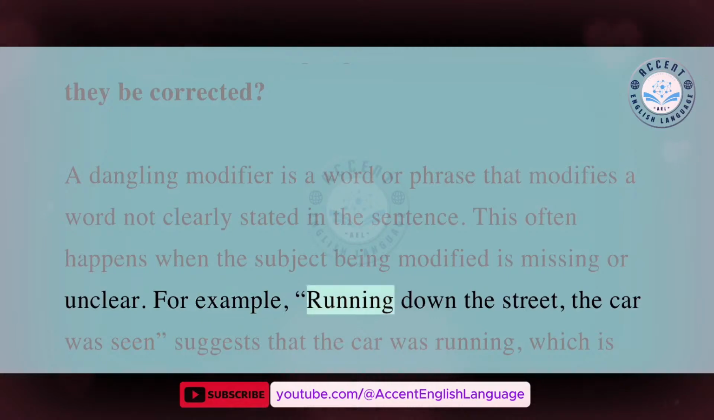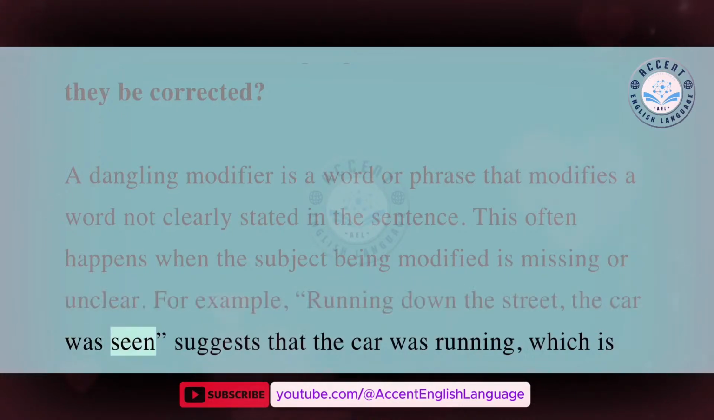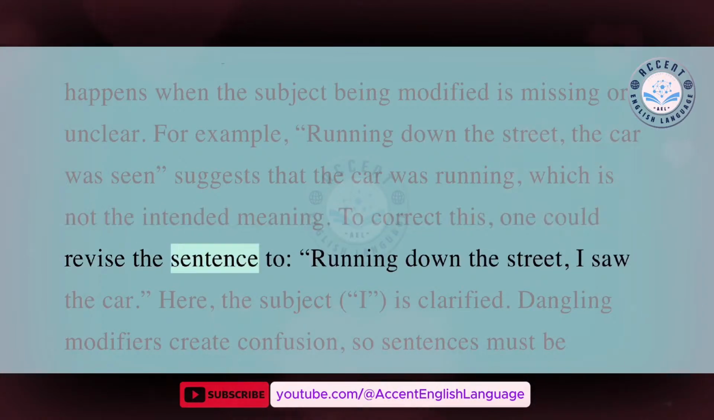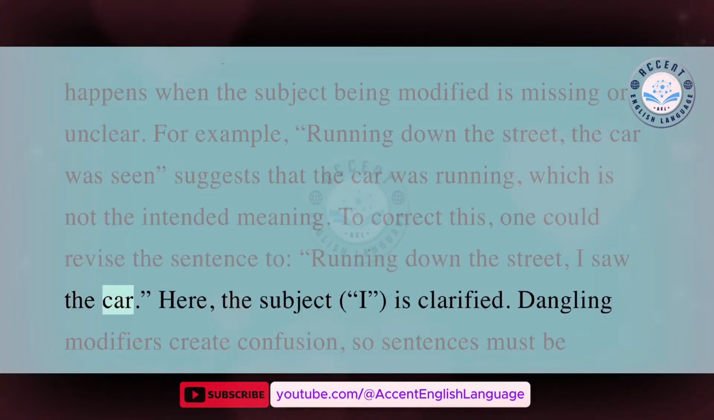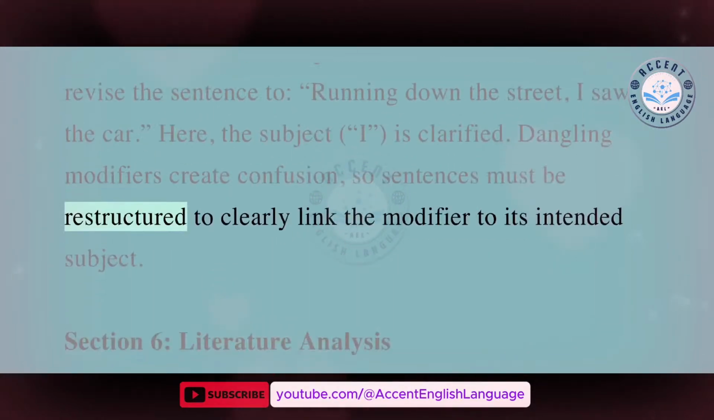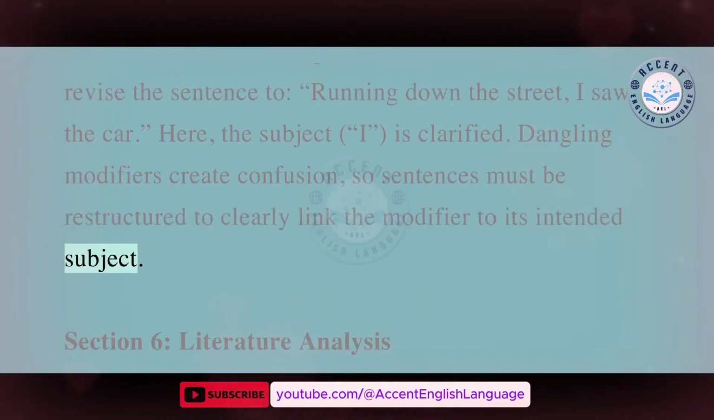For example, "Running down the street, the car was seen," suggests that the car was running, which is not the intended meaning. To correct this, one could revise the sentence to, "Running down the street, I saw the car." Here, the subject, I, is clarified. Dangling modifiers create confusion, so sentences must be restructured to clearly link the modifier to its intended subject.